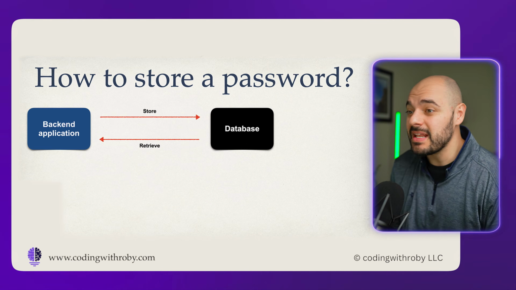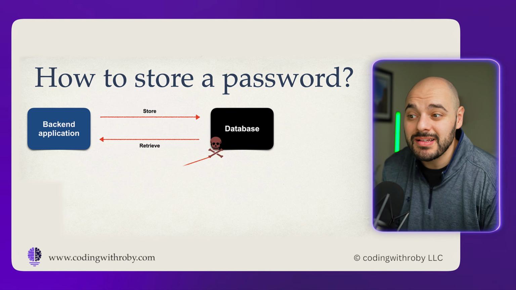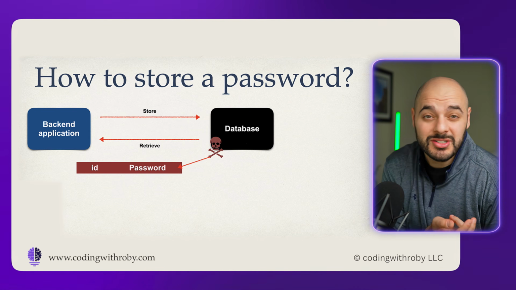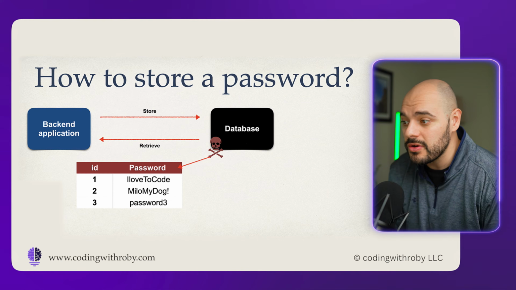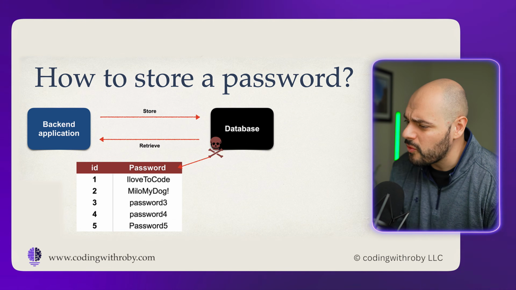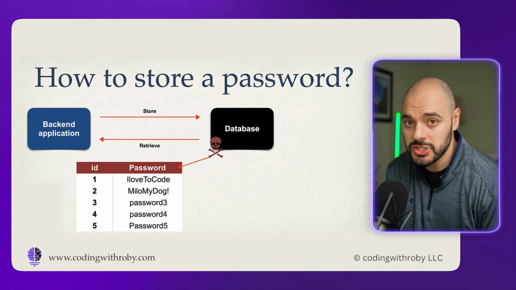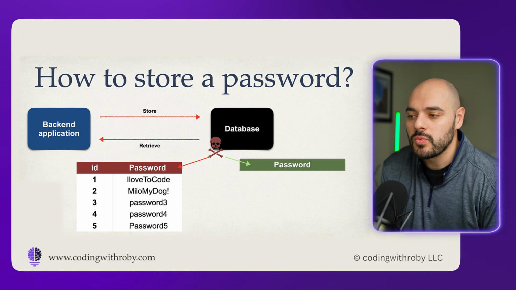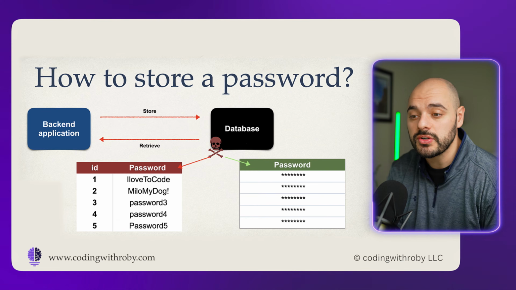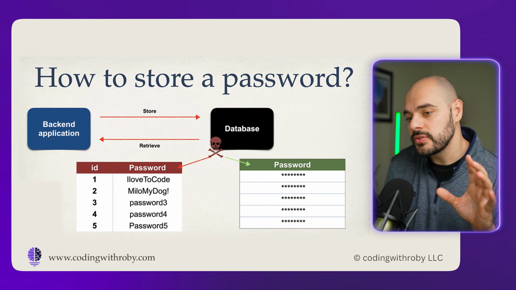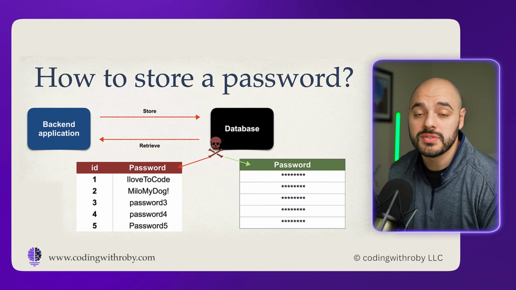So what happens if your database gets hacked or there's a bad actor that you've hired onto your team? Well, your database is available, right? So if they go ahead and just look through the user's information, they're going to see different passwords like I love to code, Milo my dog, password 3, password 4, password 5. But what we actually want to happen is for all of this data to be hashed. So what's that mean? Well, it's going to mean that you really just can't make out what it is. So for example, I'm just going to have like 5 different rows of stars. That's not what a hash is, but what I'm trying to communicate is that a user or a hacker or a bad actor cannot use that data.